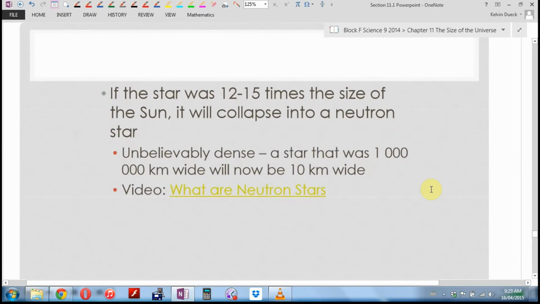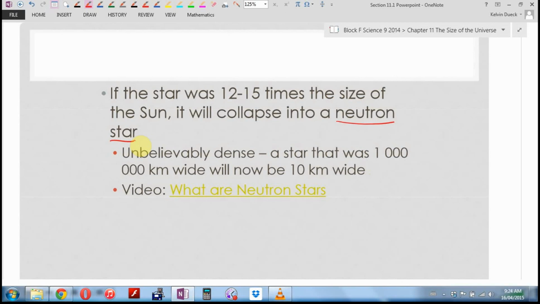If the star was about 10 to 15 times the size of the sun, it can collapse into what's called a neutron star. Next set of notes, neutron star. And what this is, is unbelievably dense. You can imagine something like the size of our sun being so squeezed together that it's only about 10 kilometers wide instead of several hundred thousand kilometers wide.